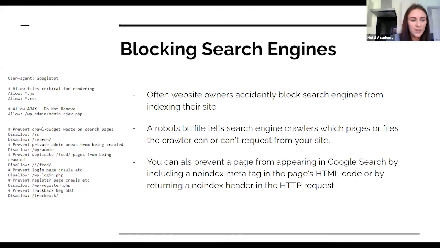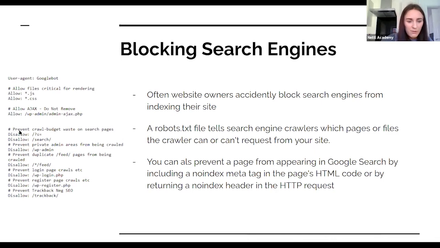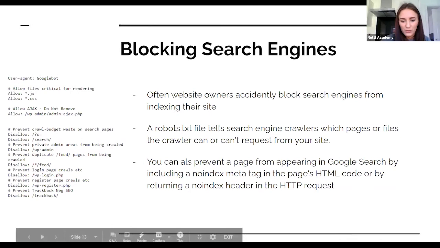On the left-hand side there, you can see an example of a robots.txt file, and all this one is basically saying is which pages to allow and which pages to disallow. At the top, it's saying allow JS and CSS, which means JavaScript and CSS. Because this is a big website, I think I took this from the Nettle website, it's also got a rule to prevent crawl budget waste on search pages, and it's dictating which pages not to crawl, because that would waste crawl budget.